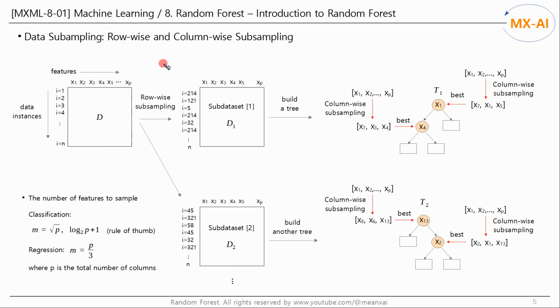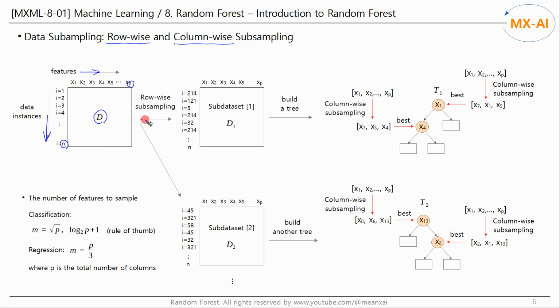Now let's look at how random forest performs data sampling. Random forest performs both row-wise sampling and column-wise sampling. Let's say we have a dataset D. Along the rows, we have data instances. Along the columns, we have features. Let the number of data instances be n, and let the number of features be p.